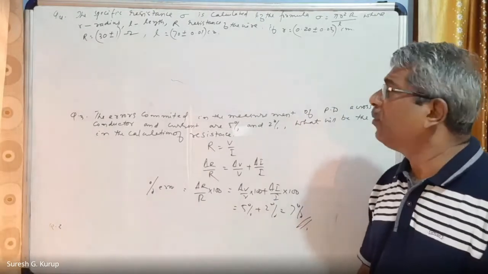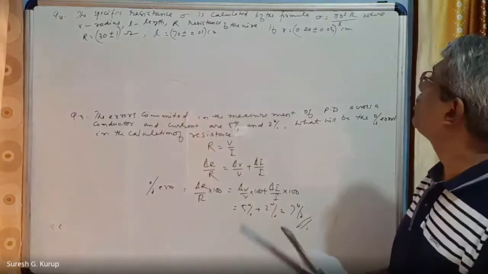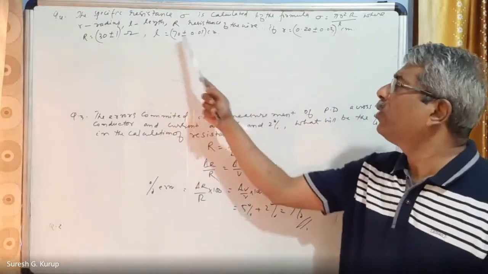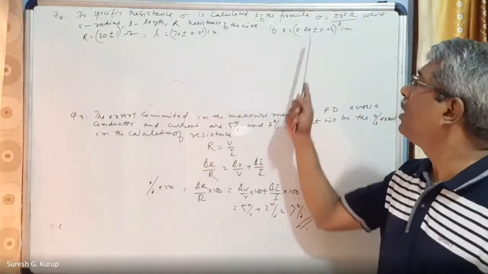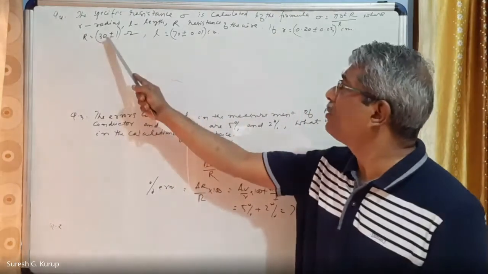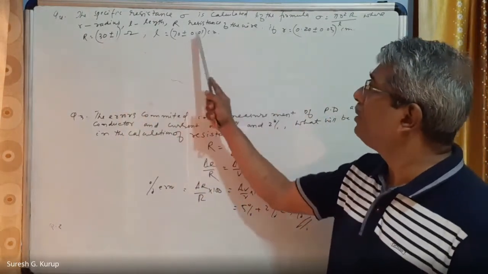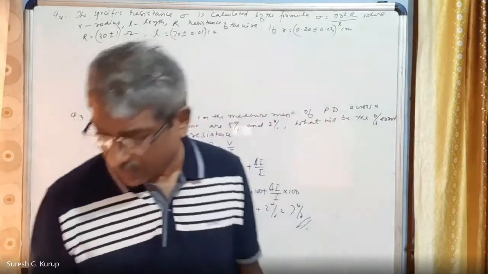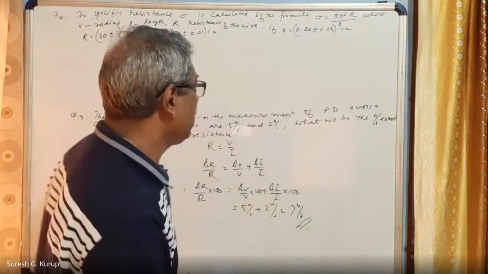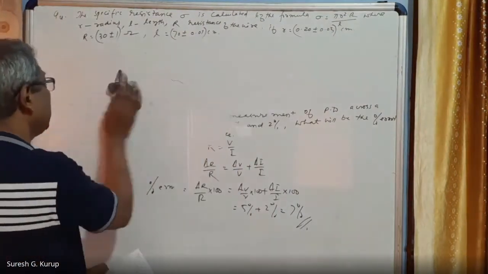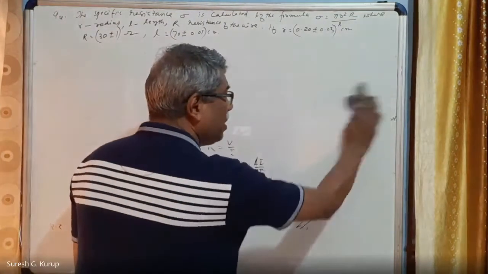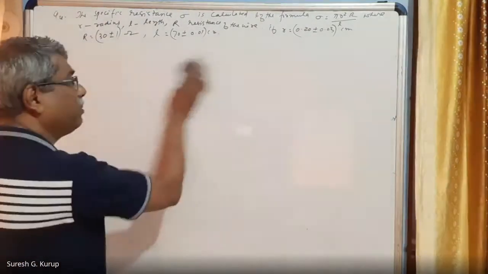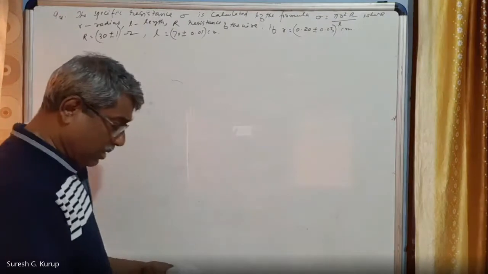Then the values of radius, capital R, resistance and length are given there. Observed values are given there. Then what will be the relative error in the measurement? Okay, relative error in the measurement, and also relative percentage error. Both we have to calculate. So you write the equation.